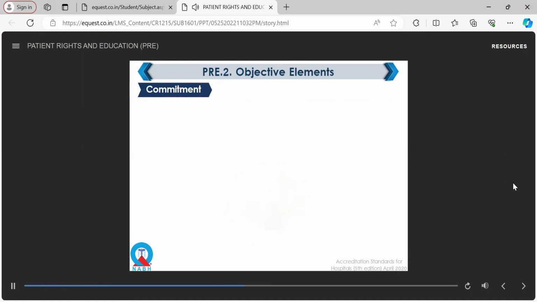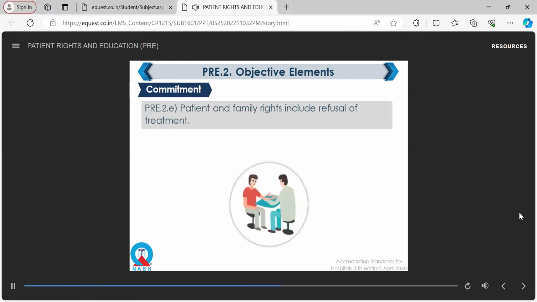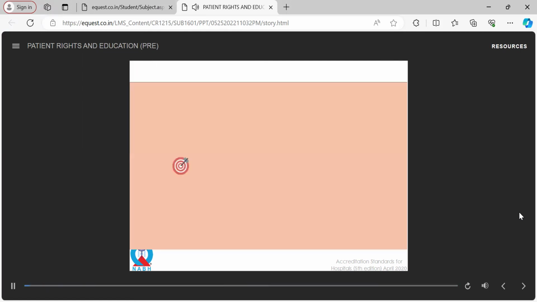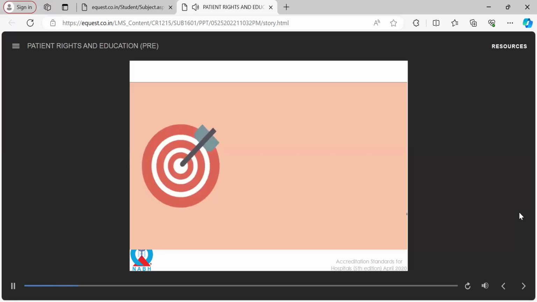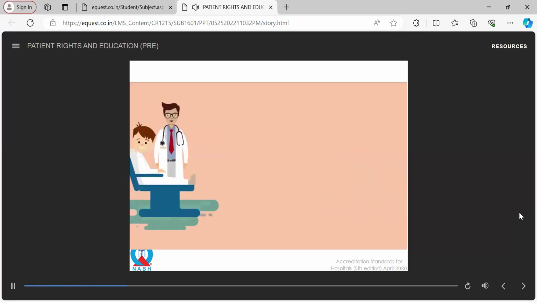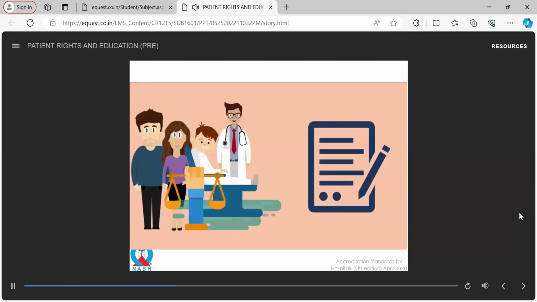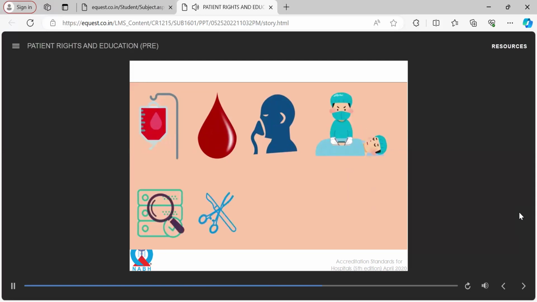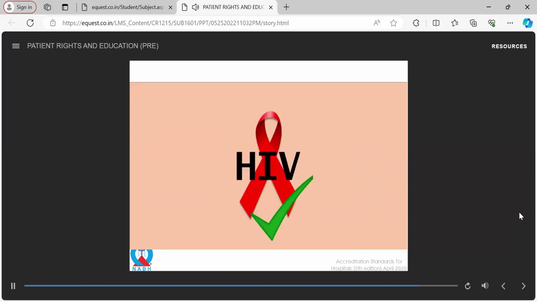The next objective element is a commitment that patient and family rights include refusal of treatment. Another objective element is also a commitment that patient and family rights include a right to seek an additional opinion regarding clinical care. Next is a core objective element which an organization has to follow. Patient and family rights include informed consent before transfusion of blood and blood components, anesthesia, surgery, initiation of any research protocol, and any other invasive or high-risk procedures or treatment. HIV testing should also be done.